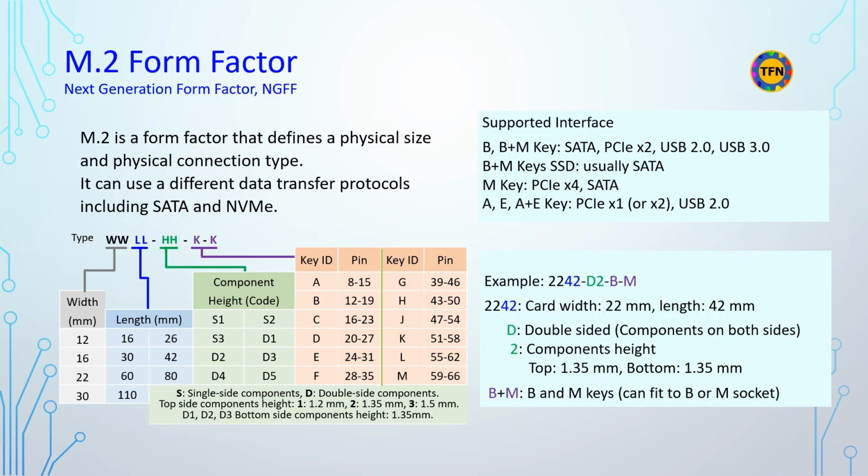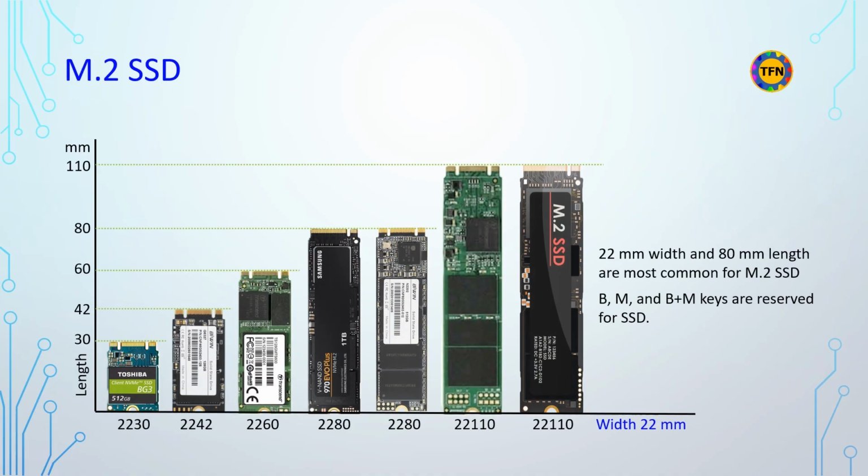Take 2242 D2BM as an example. It is 22 millimeters wide, 42 millimeters long, with components on both sides at 1.35 millimeters height each, and with B and M keys. M.2 cards used in PC usually have A plus E, B, M, and B plus M keys. M.2 SSDs have a width of 22 millimeters and the length can be 30, 42, 60, 80, and 110 millimeters, with the most common length being 80 millimeters.